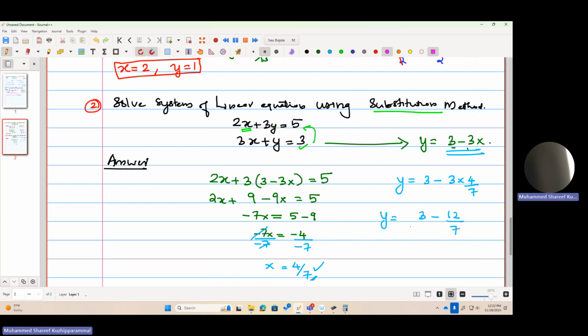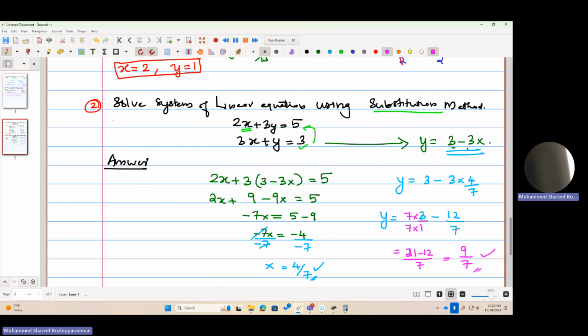See student, this is 7. So here how much? 1. Here you multiply how much? 7. Here you multiply how much? 7. So what is that? 21 minus 12 by 7. How much? 9 by 7. You get x, you get y.